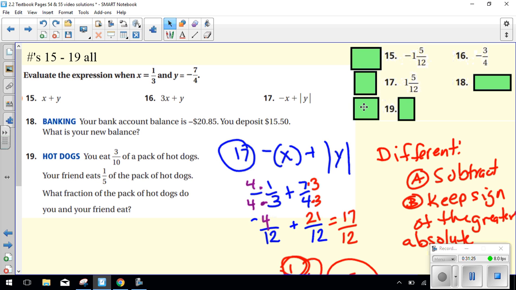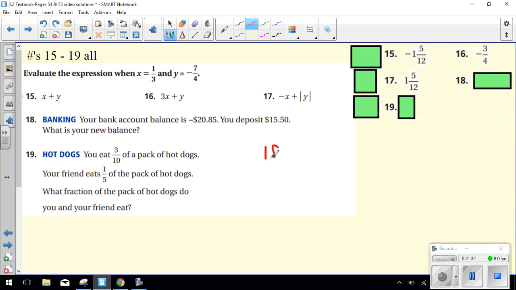Okay, I will be erasing number 17 and moving on to 18. So for number 18, your bank account balance is a negative $20.85. You deposit $15.50. So let's talk about this for a minute. You have to pay the bank $20.85 just to get to zero. So you deposit, meaning you add to this, $15.50.